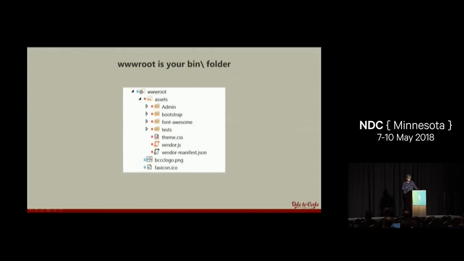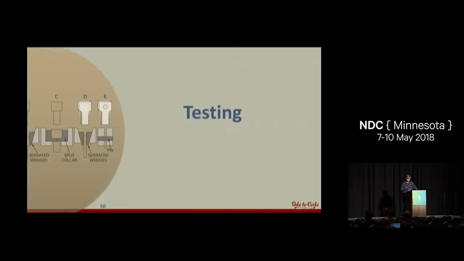I think of www.root as my bin folder when I'm using TypeScript. So where do I compile things? Where do I output them? Well, place them into www.root. All the bundled and minified stuff. So it's like a bin folder for me, but for JavaScript and TypeScript.